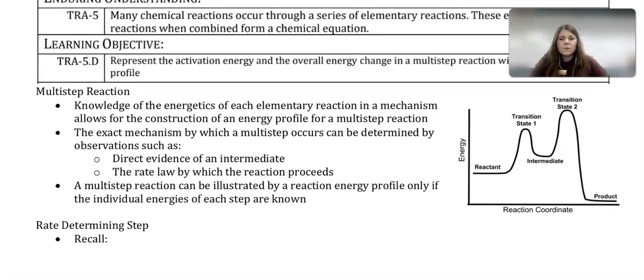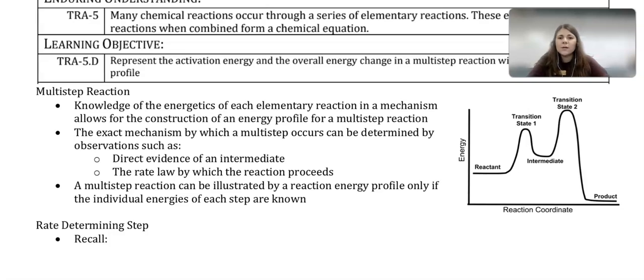So the knowledge of the energetics of each elementary reaction, the mechanism, allows for the construction of an energy profile for a multi-step reaction. The exact mechanism by which a multi-step reaction occurs can be determined by multiple observations, like the direct evidence of that intermediate, and also the rate law by which the reaction occurs.